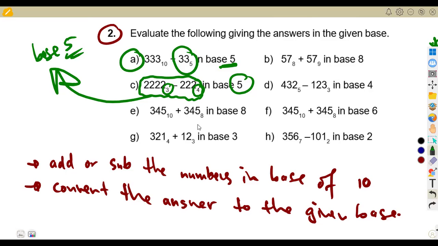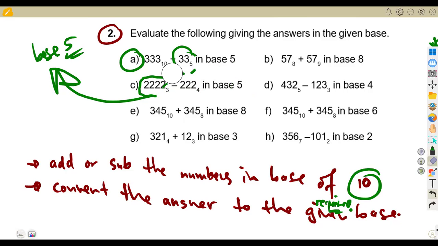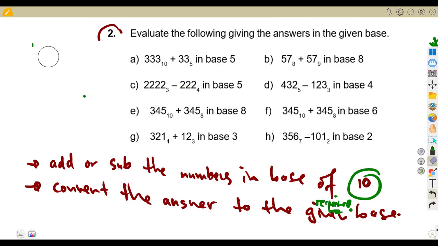So what is the easier way? You will find out that just writing these numbers in base 10 is easier. I work them in base 10. Then finally, I convert to the required base, the one that the person is asking for. All right, so let's see. We are going to work out these examples and see what exactly we can do.